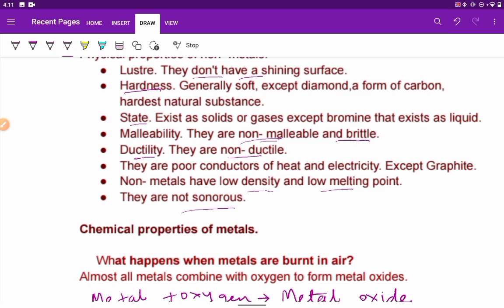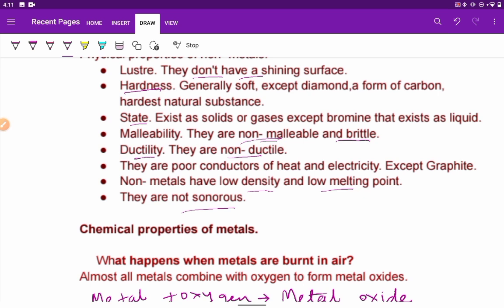So these are some of the properties. Not sonorous means they don't produce a sound on striking a hard surface. So with this we can conclude with the physical properties.